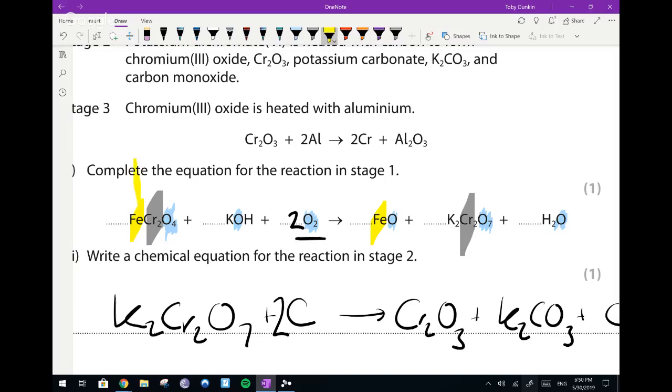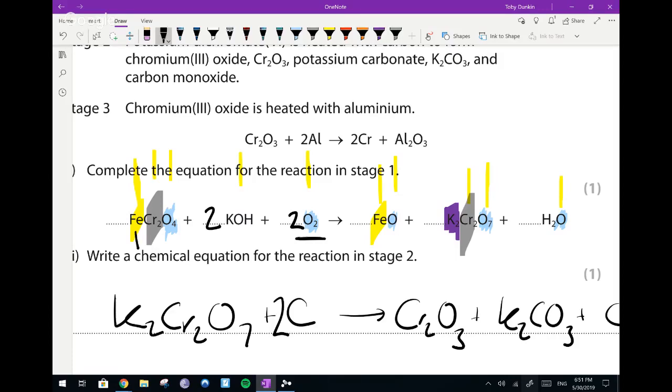So I've got 1 iron, 1 iron. 2 chromiums, 2 chromiums. 4, 5, plus 4. I've got 9 there. Next, potassiums. How many potassiums do I have here? I've got 1 on that side, 1 there. I've got 2 here. I need to double it. Right, double that. I have changed somebody.